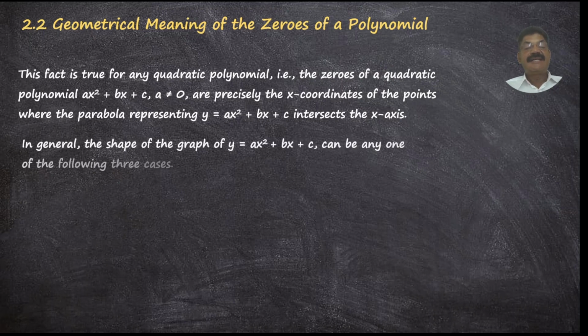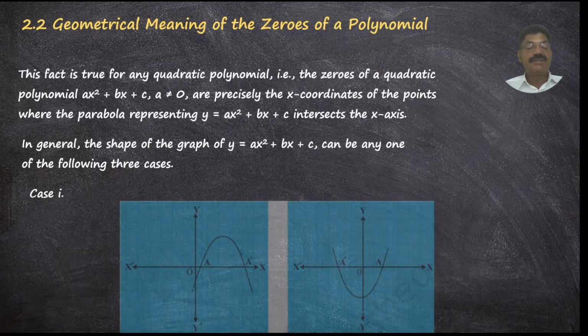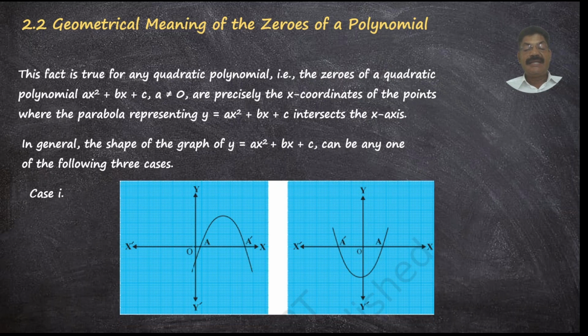intersects the x-axis. In general, the shape of the graph y is equal to ax square plus bx plus c can be any one of the following three cases. Let us see one by one. Case 1. Now you look at the diagram. The parabola cuts the x-axis exactly at 2 points.